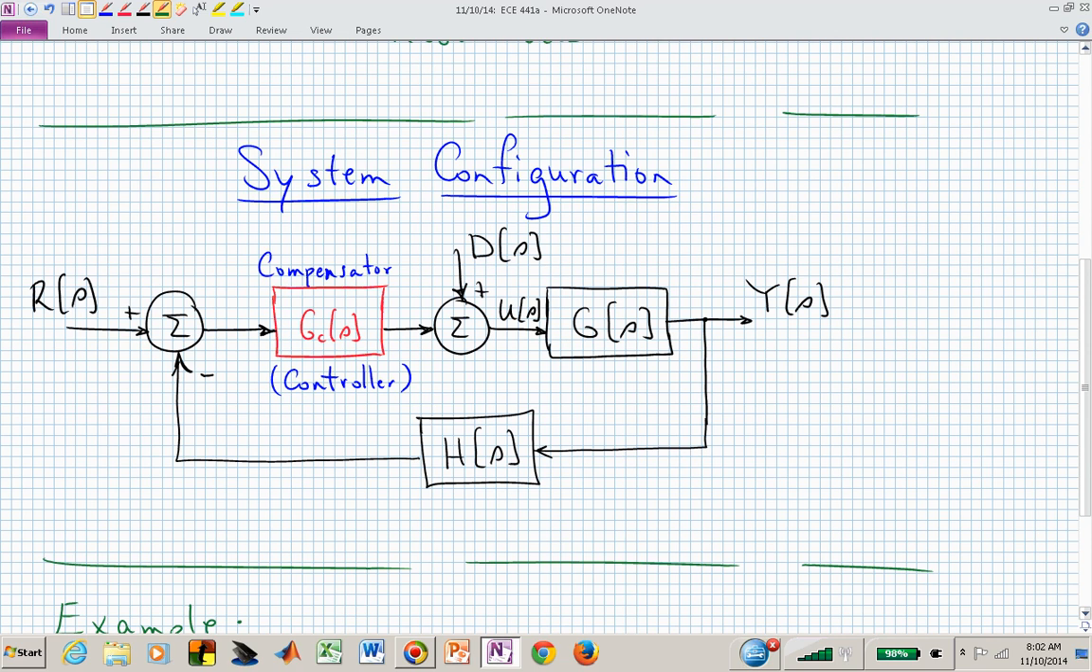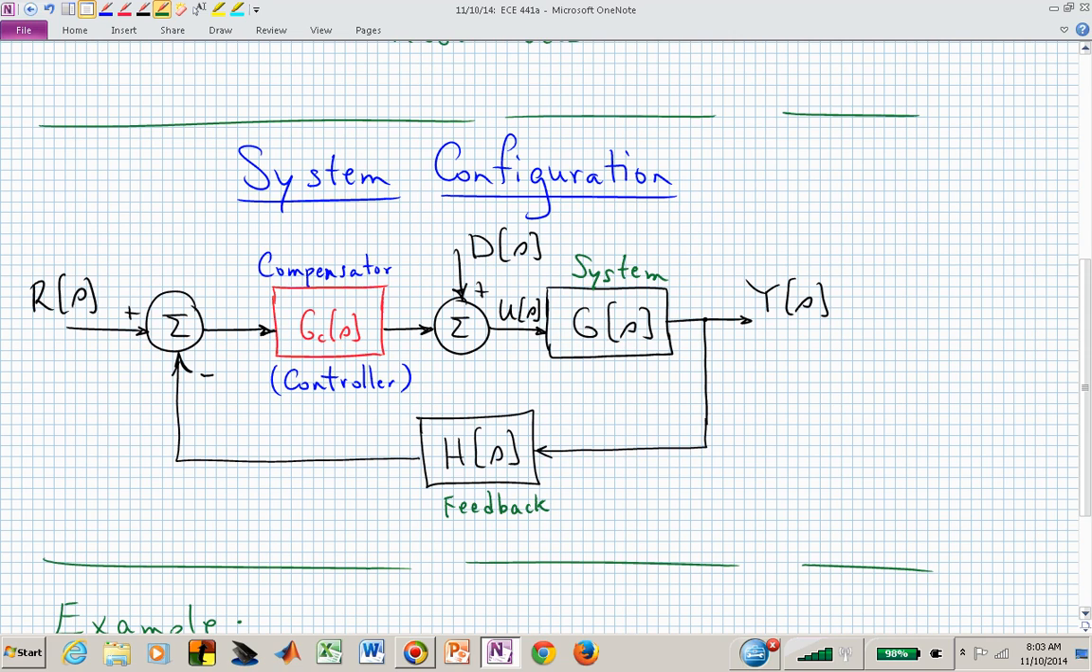So we're focusing on this red block in our block diagram. We have our traditional system configuration. G of S is our system. H of S might be our feedback dynamics. A lot of times that will simply be 1. And what we want to do is, if we're not happy with the way the system is performing or behaving without that G sub C, how do we build a G sub C?